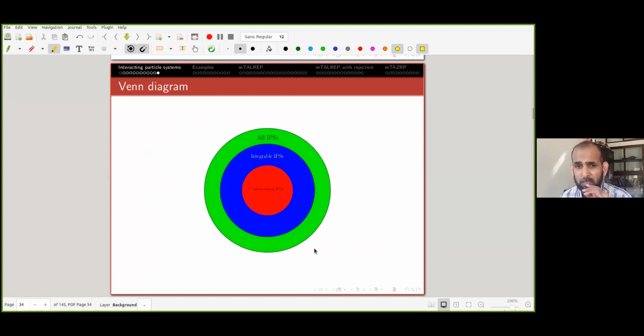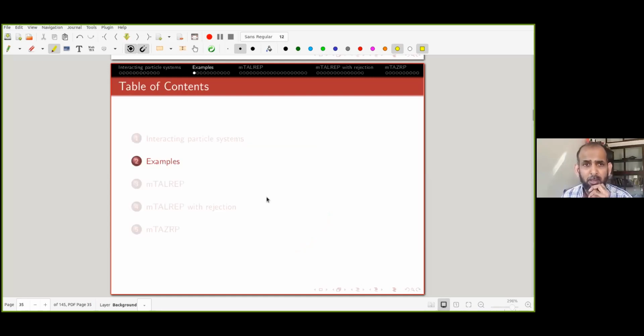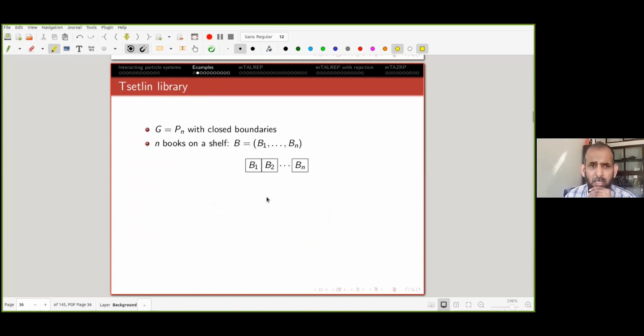However, in special cases, even these parameters lead to a physically reasonable model. And these are what I think of as combinatorial interacting particle systems. So for me, the Venn diagram is very simple. There's all interacting particle systems. They are the integrable ones, which are nice in a sense. And there are the combinatorial ones, which are even nicer. So we want to focus on those.